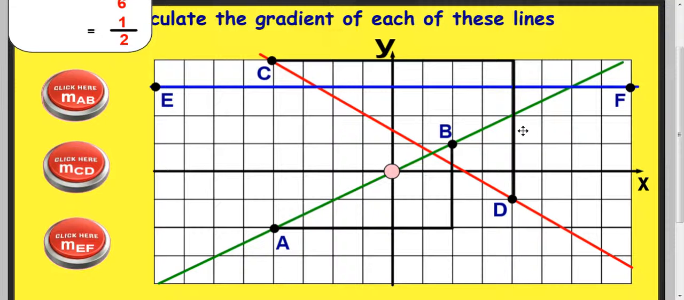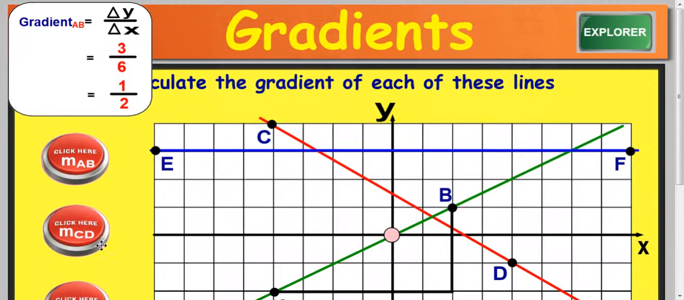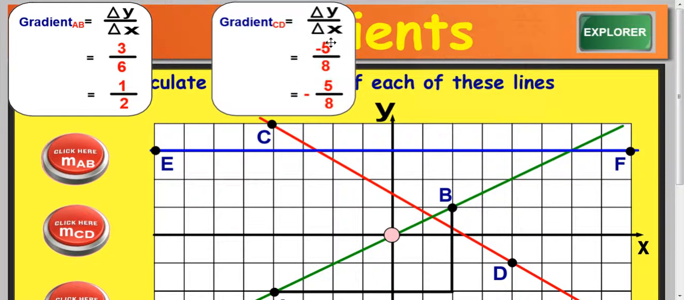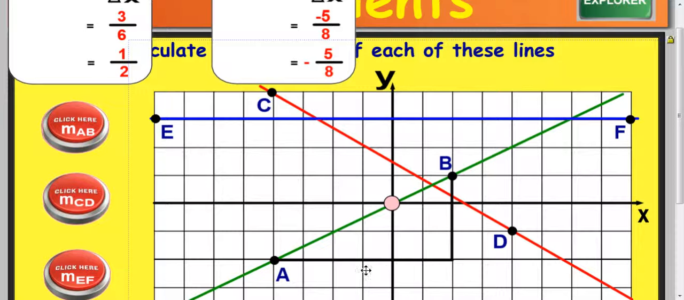So y's over x's, or rise over run. So the rise or the y's, 1, 2, 3, 4, 5, and 1, 2, 3, 4, 5, 6, 7, 8. So it's looking like 5 over 8. Okay, and don't forget to put the negative sign in. So if I click this, it's 5 over 8, but it's negative 5 over 8 for the gradient of the red line. Just get rid of these wee triangles here.